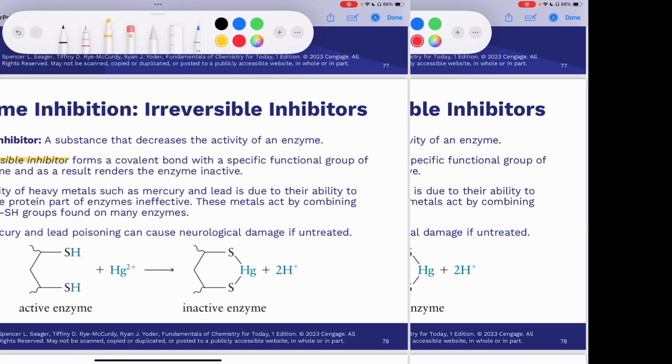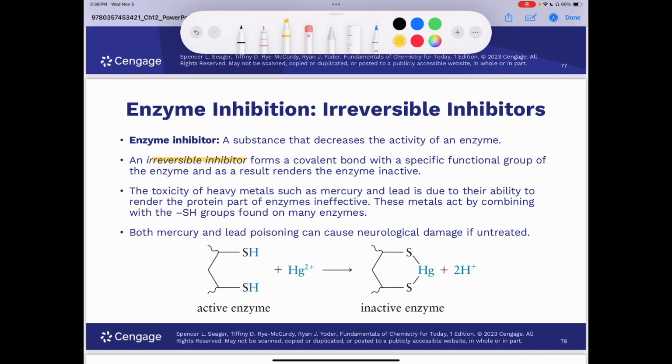Now, an irreversible inhibitor is an inhibitor that forms a covalent bond with some specific functional group of the enzyme and thus renders the enzyme inactive. So it just completely shuts it off. A number of deadly poisons act as irreversible inhibitors, things like snake venom, for example, or the cyanide ion. It's extremely toxic and acts very rapidly. So this is why cyanide is so dangerous.